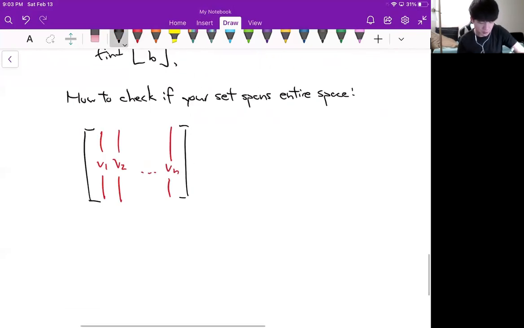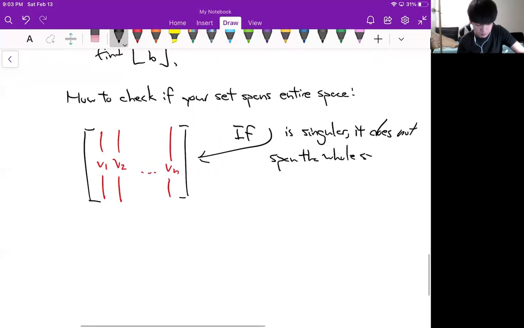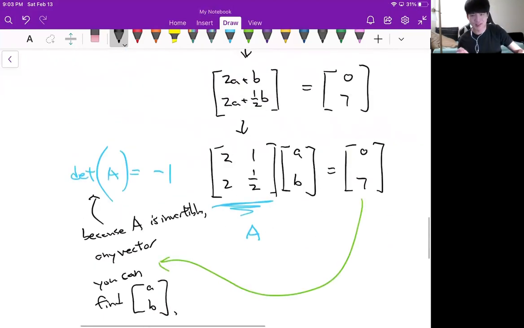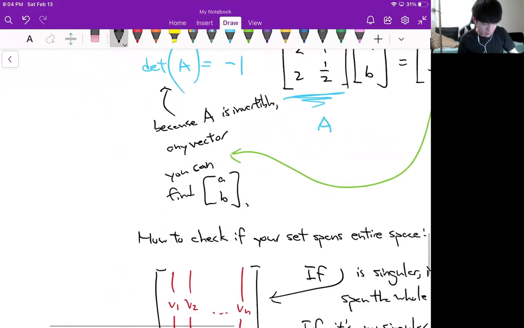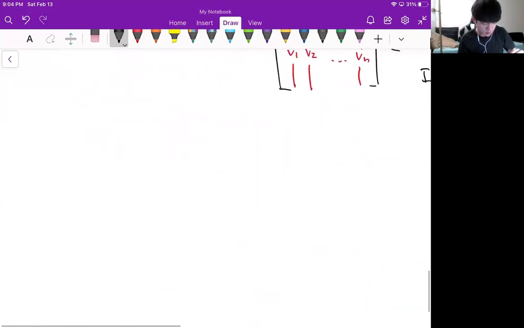If this matrix is singular, it does not span the whole space. If it's non-singular, it does. Now, this test only works when the matrix is square. That's the same as saying that it's invertible. Okay, so let's do one more example before we call it a day.